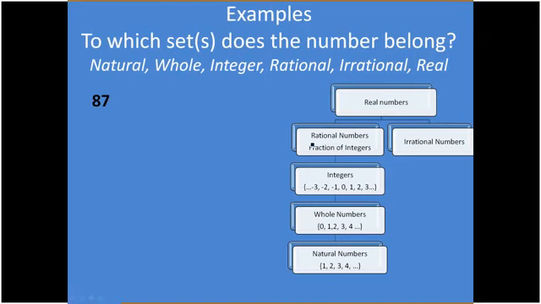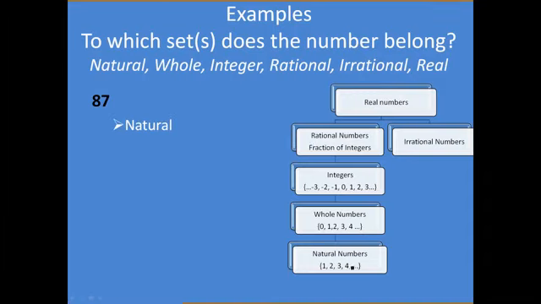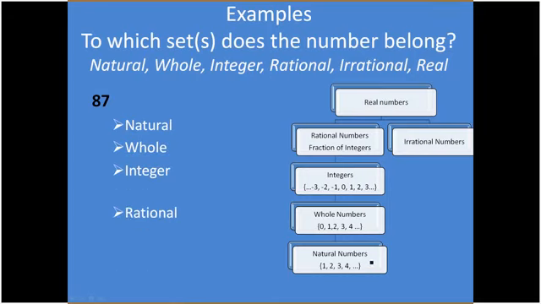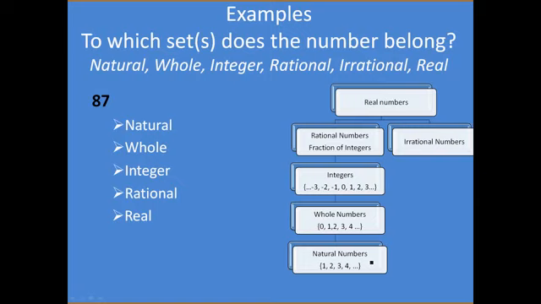Last one, 87. Well, 87 would definitely be in this list right here of the natural numbers. If we started counting 4, 5, 6, 7, 8, 9, we'd eventually get to 87. Now, since it's natural, it's going to belong to everything above it. It's going to be a whole number, an integer, a rational number, and a real number. So it's possible for one number to belong to multiple sets of numbers.